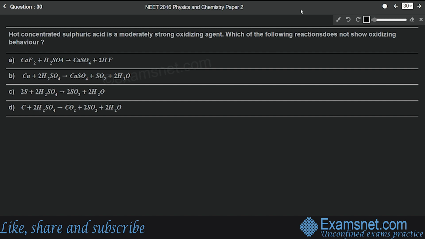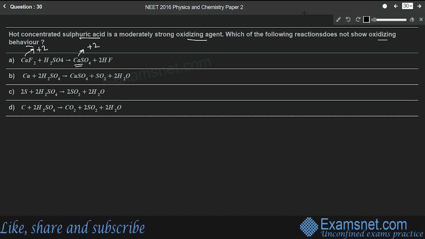Question number 30 is from the chapter redox reactions, and the question is, hot concentrated sulfuric acid is a moderately strong oxidizing agent. Which of the following reactions does not show oxidizing behavior? Okay, so let's see. In the first option, the oxidation state of calcium in calcium fluoride is +2. Okay, and on the product side, the oxidation state of calcium in calcium sulfate is again +2. That means the oxidation state is the same.